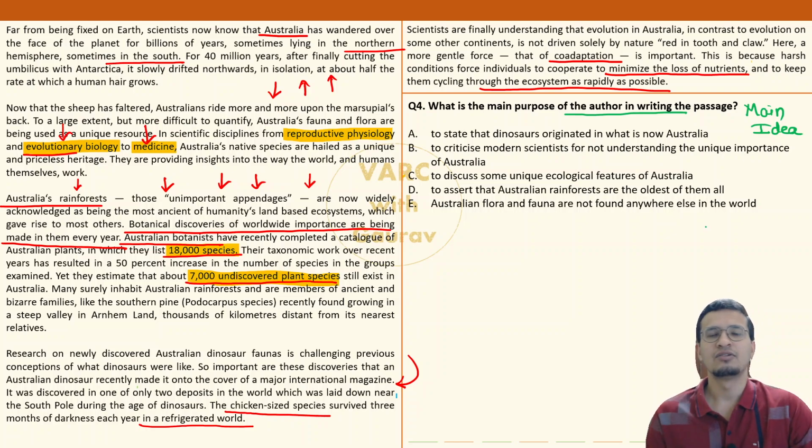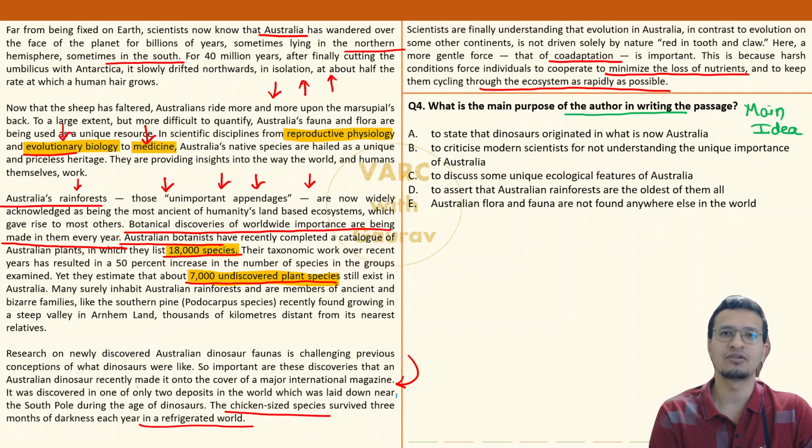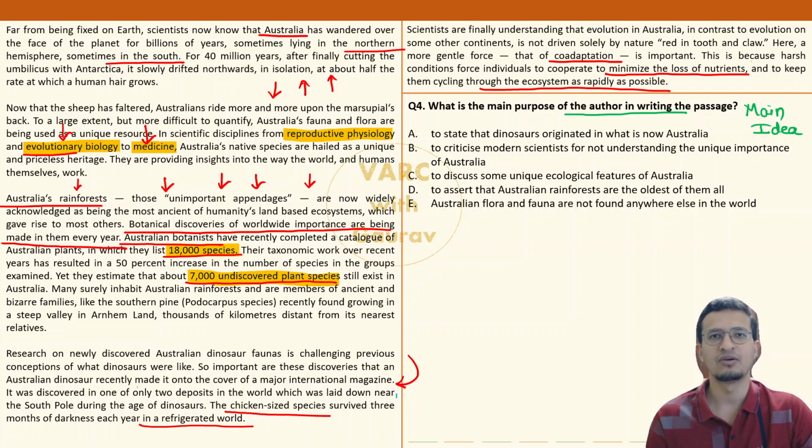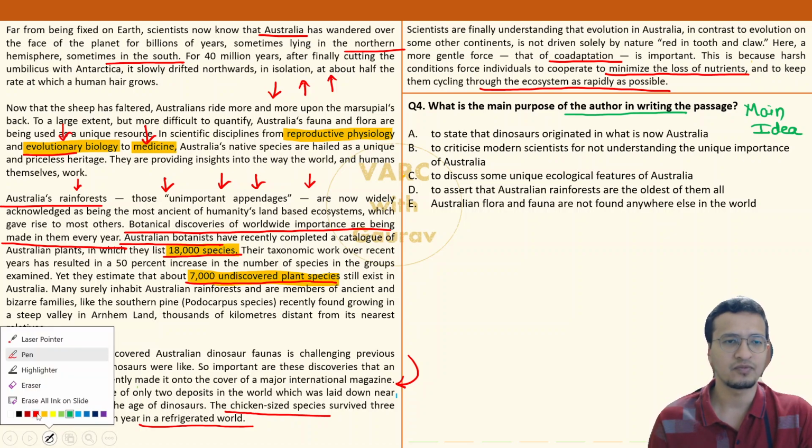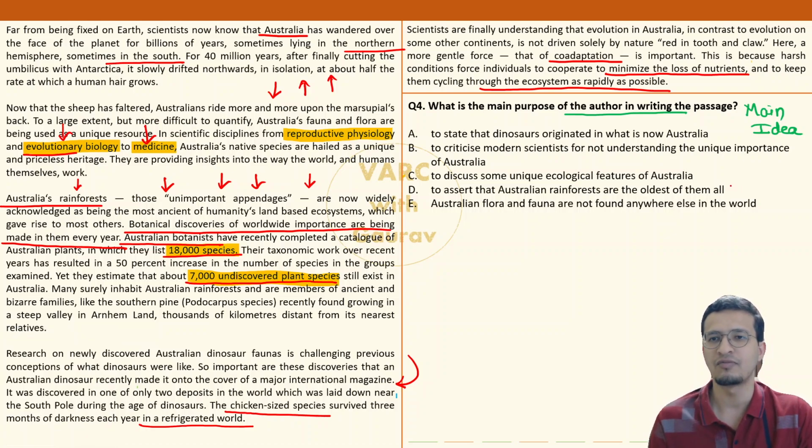All right. So main idea, how do we figure it out? It has to be that particular domain, or rather a particular sentence which runs through the entire passage. The core should be reflected in the option. You cannot stick to one particular specific information point given somewhere in the passage. Like we have option D over here, which states that Australian rainforests are the oldest of them all.